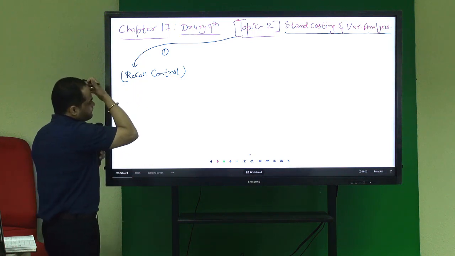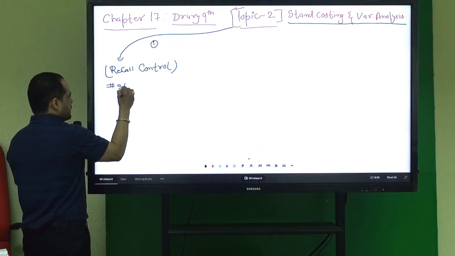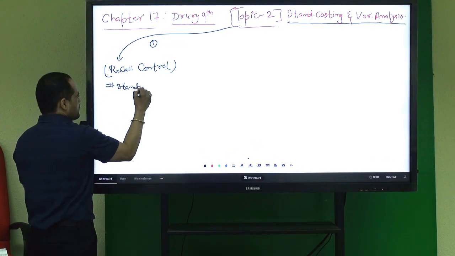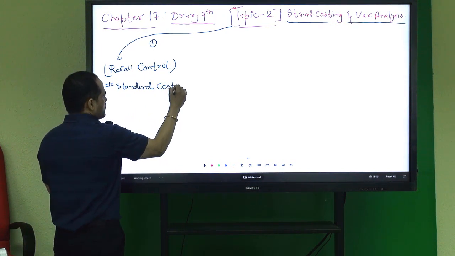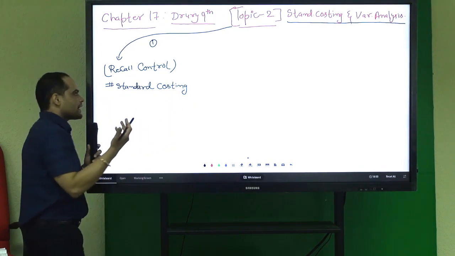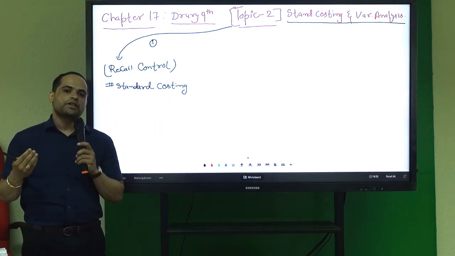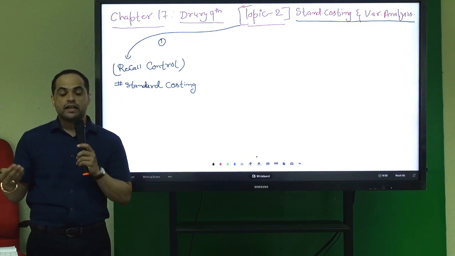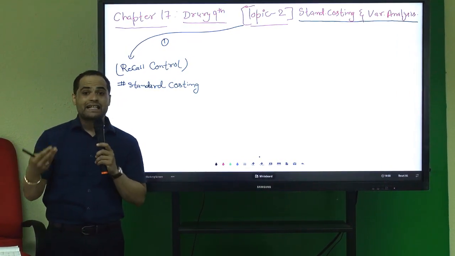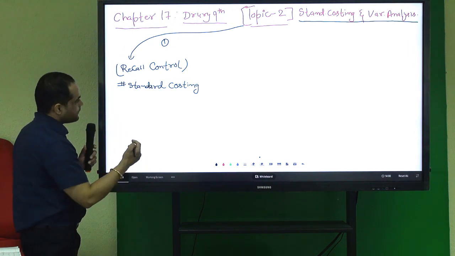Standard costing. Now, what does it mean, standard cost or standard costing? Standard costing means the predetermined cost of single units. When we plan for single activities, that's called standard costing.